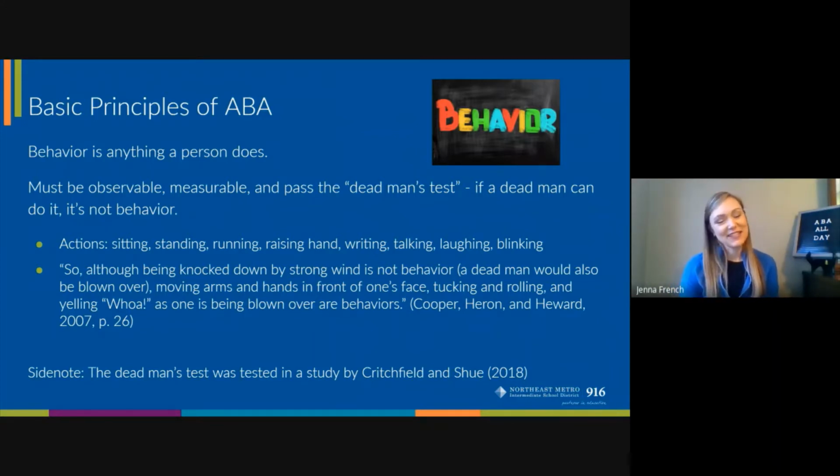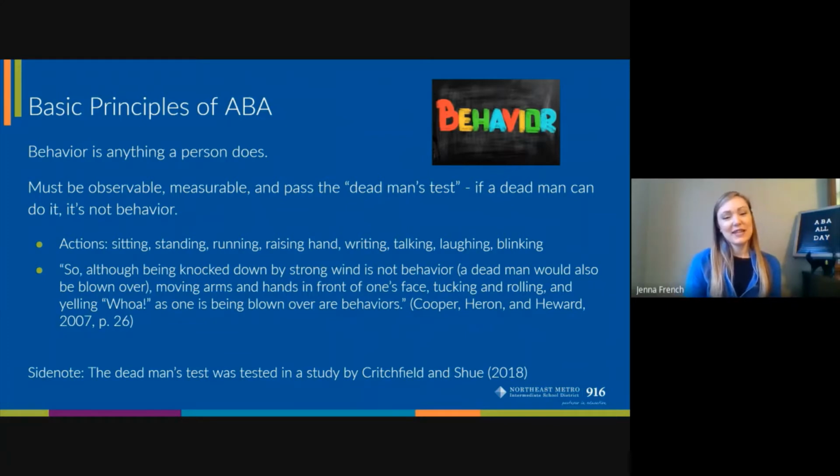So when we think about that dead man's test, which is an interesting way to put it, we think about behavior as something that's actionable. So sitting, standing, running, raising your hand, writing, talking, laughing, blinking, those are all behaviors. The next example kind of highlights the difference between where the dead man's test ends and then behavior begins. So although being knocked down by a strong wind is not behavior, a dead man would also be blown over. Moving arms and hands in front of one's face, tucking and rolling and yelling, whoa, as one is being blown over are behaviors. So that's the difference there.